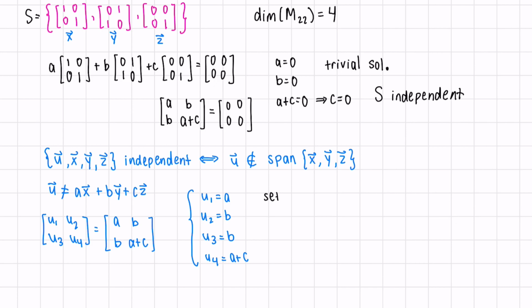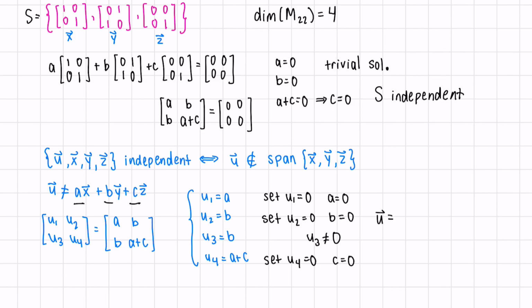Let's set U1 equal to 0. And what does this mean? This means A equals 0. Let's say U2 equals 0. This means that B equals 0. And let's set U4 equal to 0. This means that C equals 0. And we can't have all zeros because that would be dependent. In order to make this not work, let's say that U3 is not 0. In this case, there's no possible A, B, and C that will generate U, our new matrix.